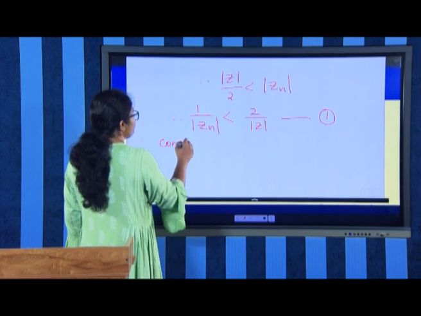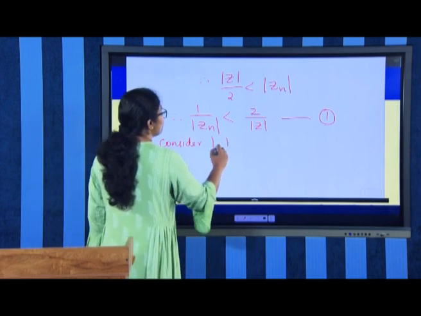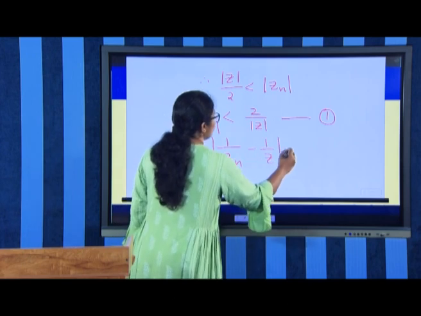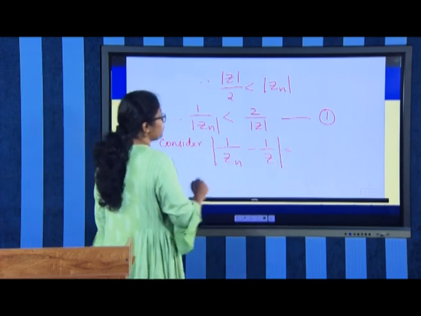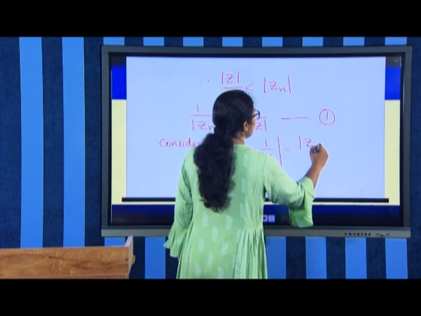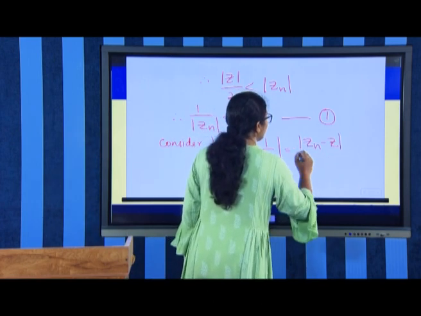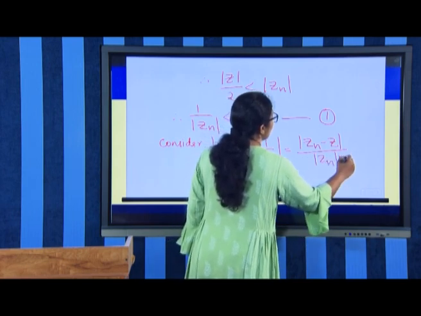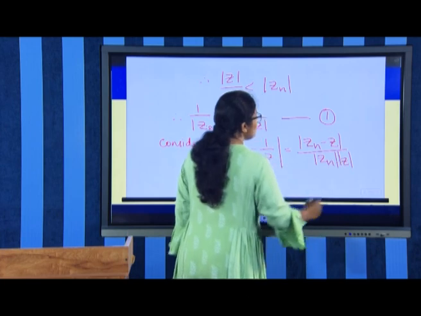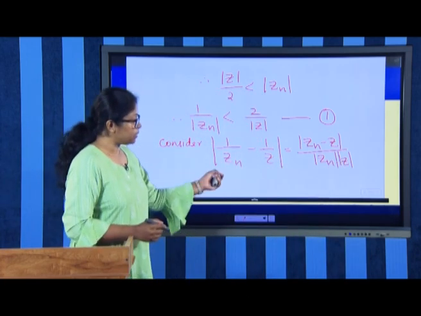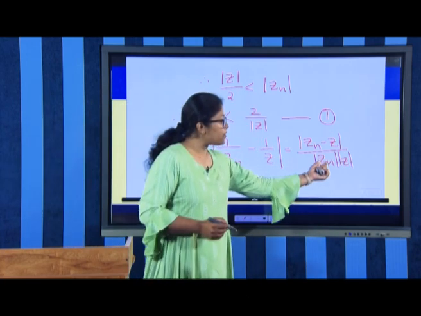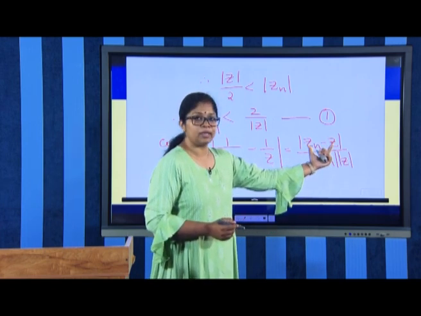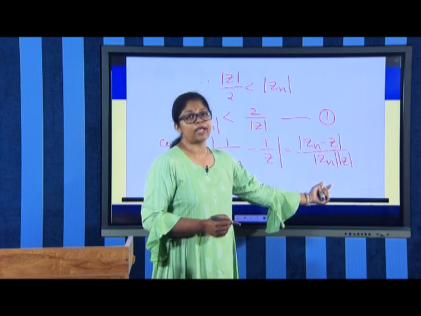Why do we require such a result is because consider modulus of 1 by Zn minus 1 by Z. When you take the LCM and simplify, you will be getting Zn minus Z on top divided by mod Zn into mod Z. So, as I told you in the previous case, if you have a term depending on n other than the required terms, we have to get rid of that extra term.